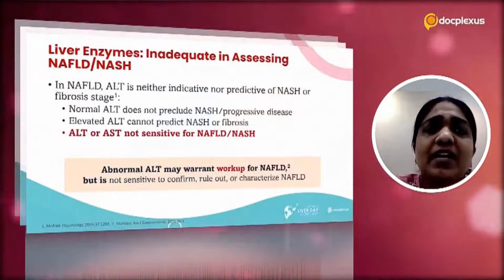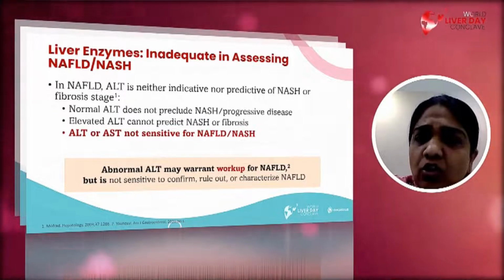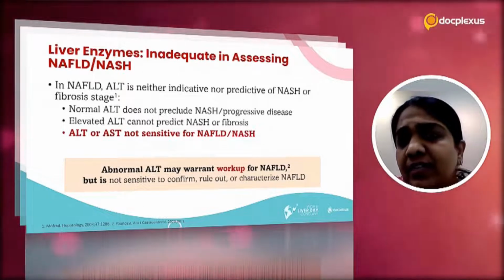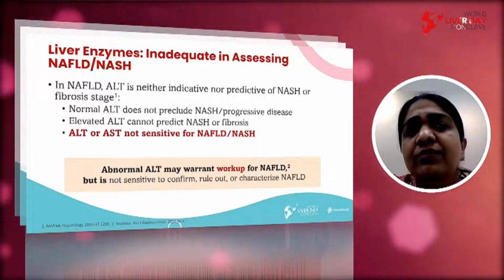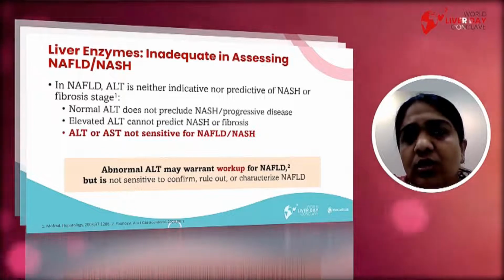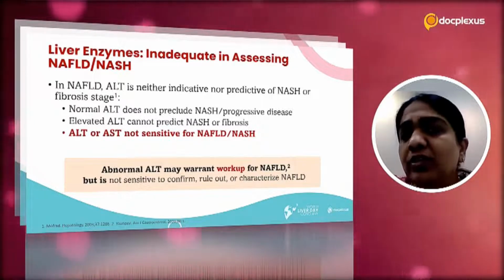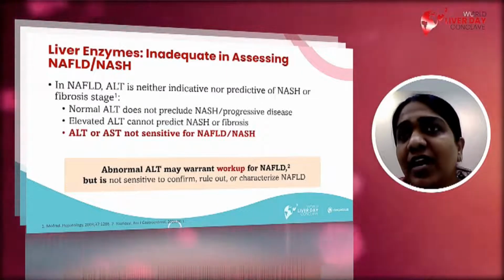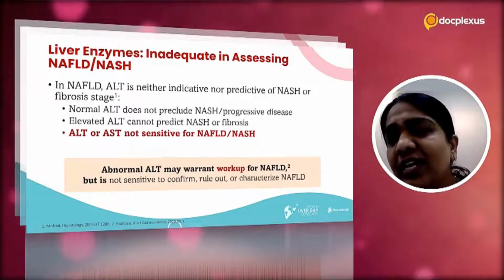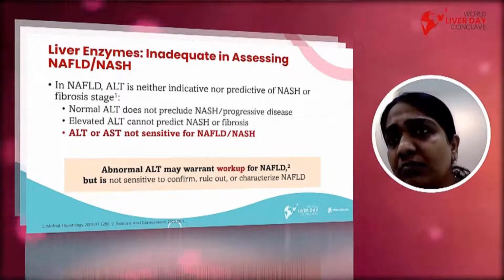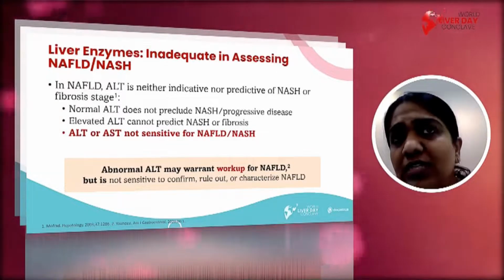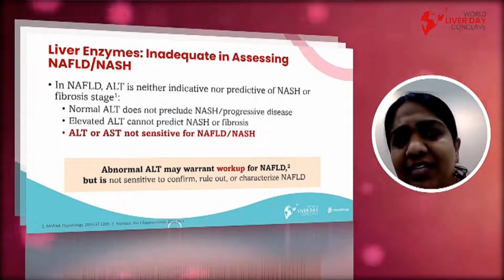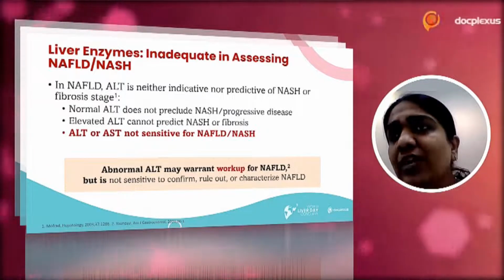So liver enzymes are inadequate in assessing NAFLD or NASH. ALT is neither indicative nor predictive of the fibrosis stage. So normal ALT does not preclude NASH or a progressive disease. If the doctor suspects a high risk patient, somebody with a BMI of 30 with underlying diabetes, but the ALT report comes normal, it does not exclude that he has NAFLD. He may be having NAFLD.